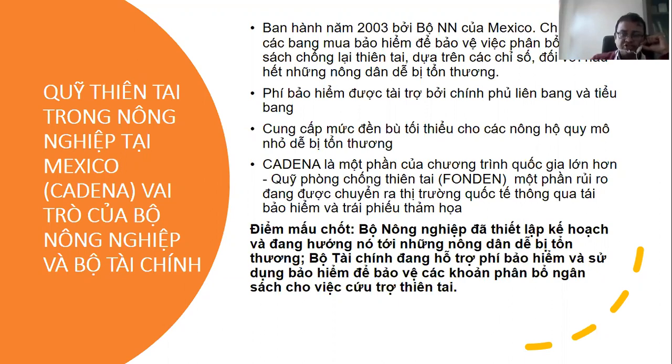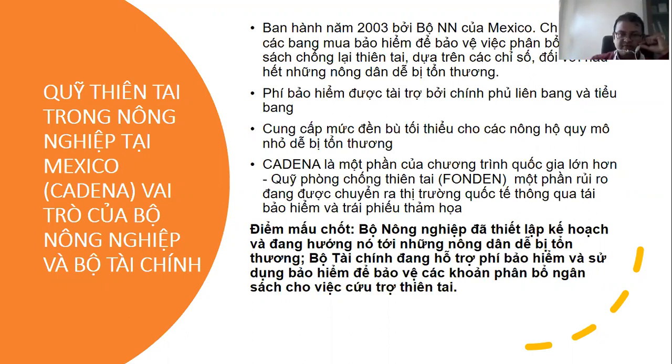The premiums are actually financed by both the state and the central government. And there's a basic level of compensation that is provided to the vulnerable small-scale farmers. Of course, then CADENA is part of a larger national program called FONDEN, or the Fund for Natural Disasters. And this fund is also transferred to the international markets through reinsurance and catastrophe bonds and so on.